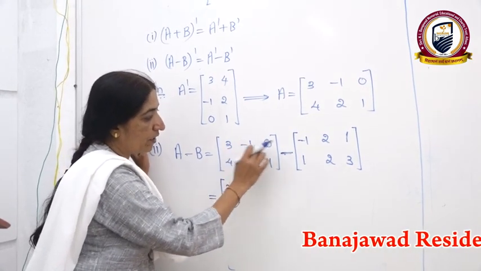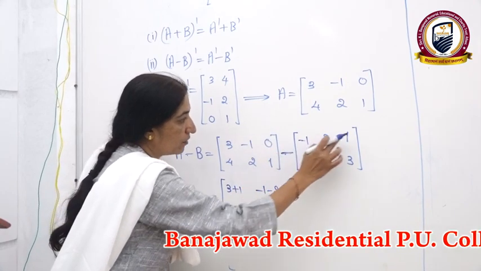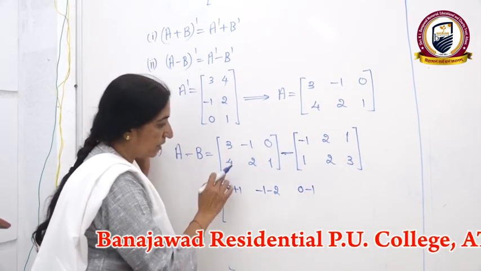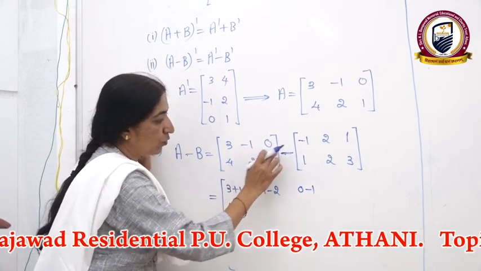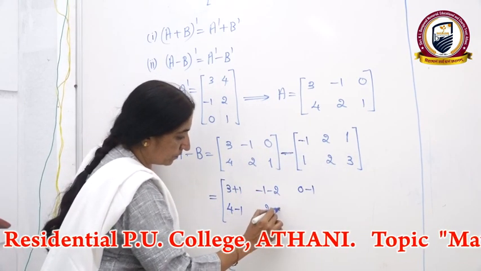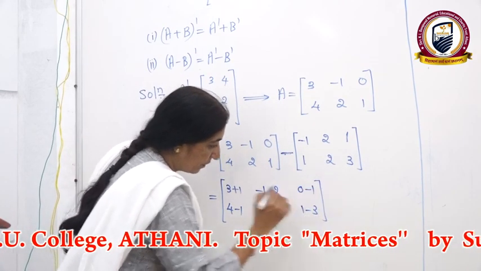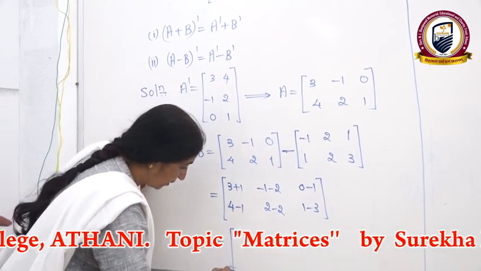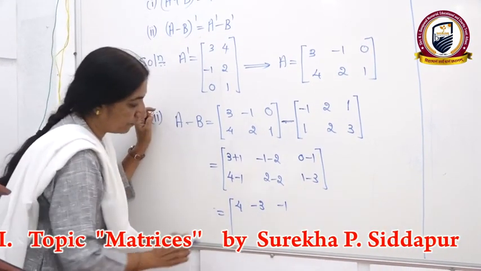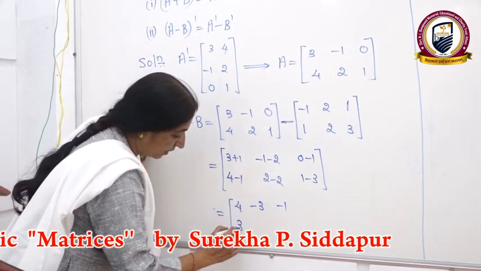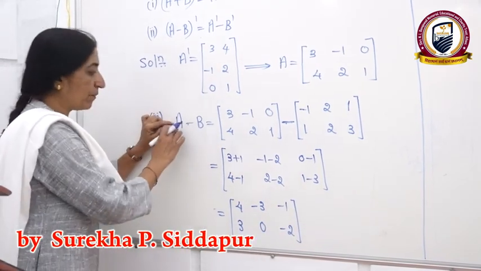Next minus 1 minus 2. Then 0 minus 1. After that 4 minus 1. Next 2 minus 2. Then 1 minus 3. Simplify it. So it is 4, minus 3, minus 1; 4 minus 1 is 3, 0, minus 2. This is what A minus B is.